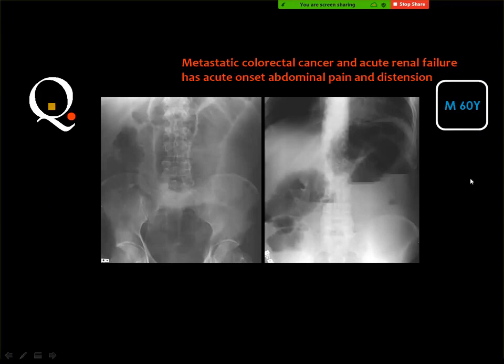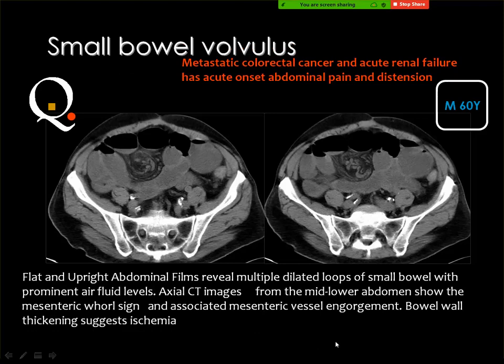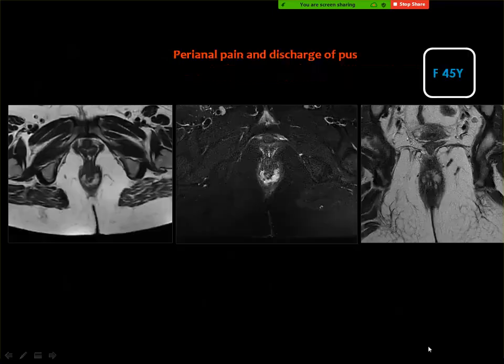Bowel obstruction. Yes, and this patient had metastatic colorectal cancer with acute renal failure, presented by acute onset of abdominal pain and distension. The plain films showed intestinal obstruction, and the CT scan showed midgut volvulus. Very good. And this is the small bowel or mesenteric volvulus. You got a whorled appearance at the root of the mesentery.